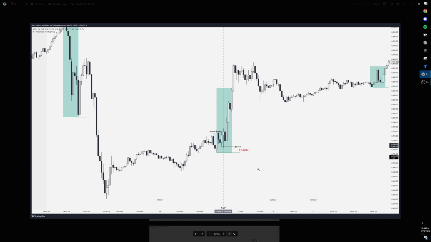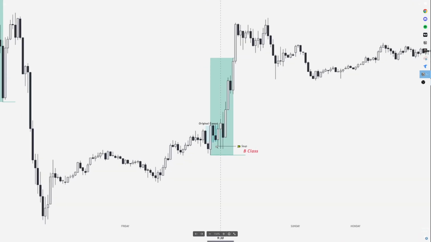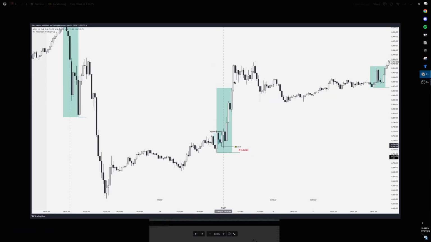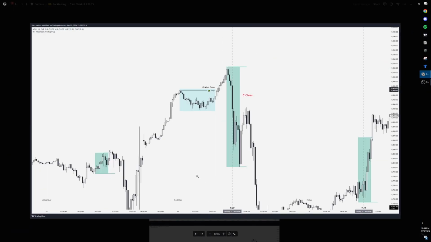B classification, consolidation, and 9:30 starting the Judas swing. This is another example where you can get a turtle soup entry on this kind of class. So consolidation, 9:30 open, low, turtle soup, high close, open, low, high close, multiple turtle soup opportunities in there, and then it flies up into the buy side. C class, slight Judas here at 8:30 news.